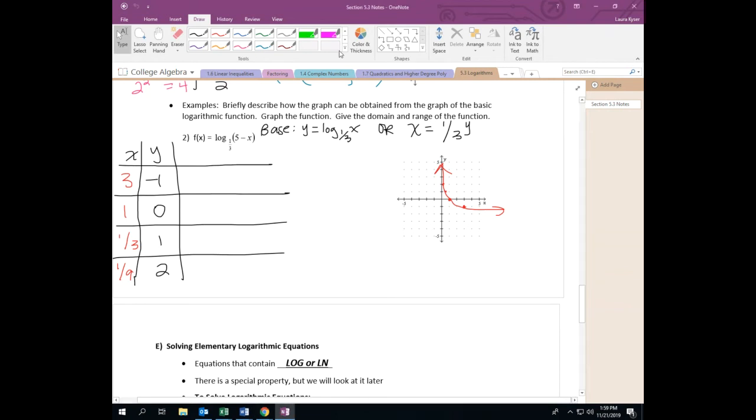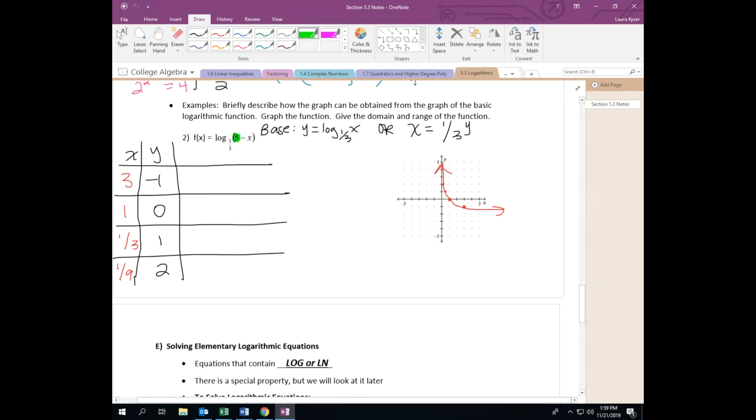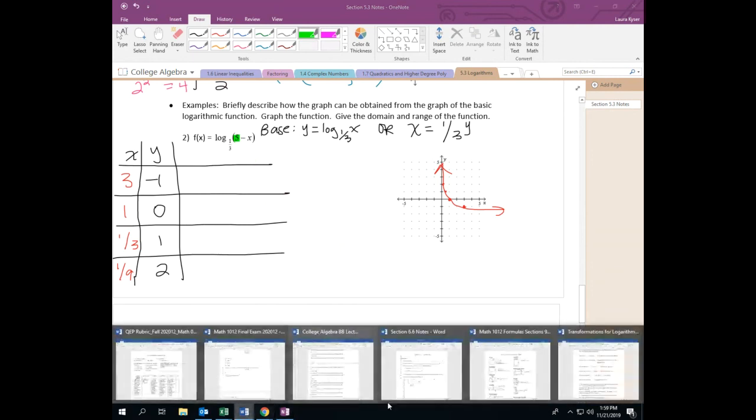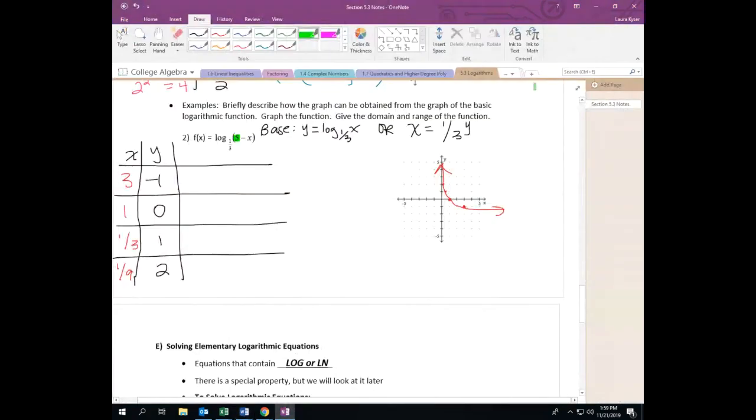Now, in this particular example, there are two different transformations. There's a number being added on the inside, and there's a negative being brought in on the inside. So we're going to start with the number being added on the inside, because this is the horizontal shift. It says that on this sheet, which again you will have included: horizontal shift, number being added on the inside. Now remember, with the horizontal shift, the graph moves right or left, and it does kind of like the opposite of what you would think.